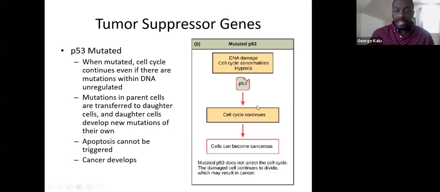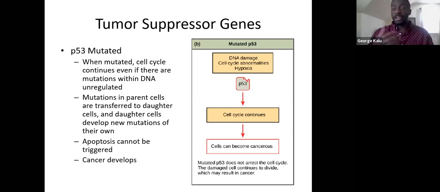So the cell cycle continues, and you start to produce cells that have a mutation. And that cell that has a mutation is going to continue to go through the cell cycle and divide and produce more cells with that same mutation, developing even more mutations going forward. So it's not going to be able to trigger apoptosis. It's not going to be able to cause itself to kill itself because it has no way of recognizing that there is a mutation in the first place.